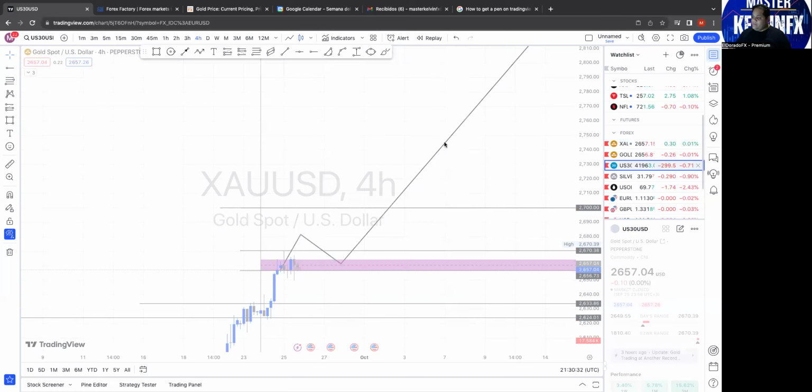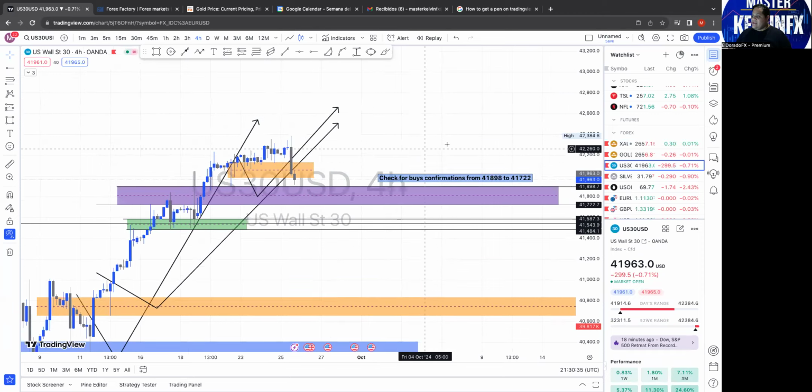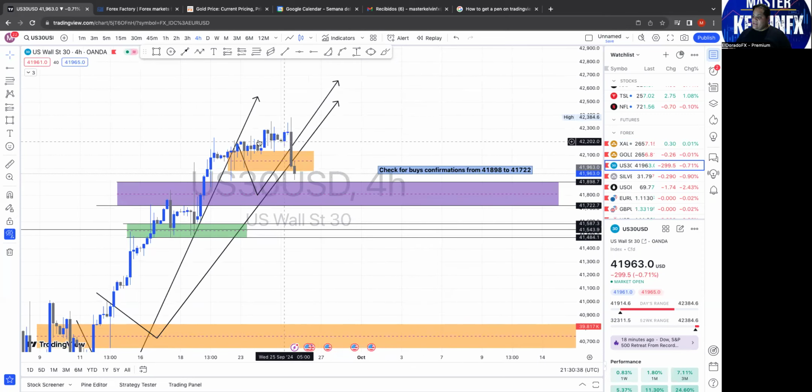One moment. I need to go back to my chart because we haven't spoken about US30. And as I said again, I was expecting the price to move down, and it created a new all-time high again, and it went down. So now we are in this zone here where we can start looking for buy confirmations. Okay, so this is the area, this whole purple area, where we're going to start looking for confirmation. 41,898, 41,722 is looking for buys.